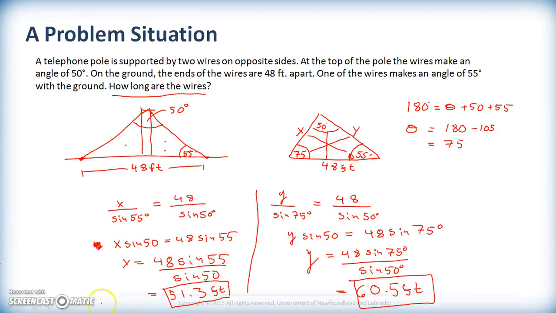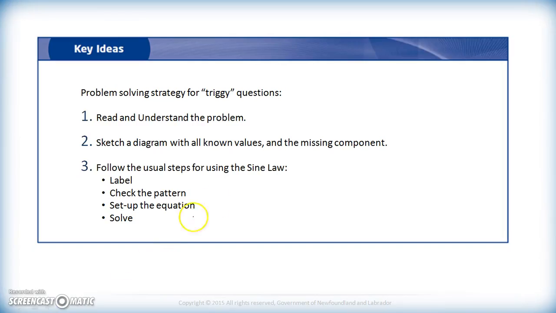So remember the three steps that we went through for that. Read and understand the problem. Sketch a diagram with all the known values and the missing components, so be careful about how you do that. And then from there, it's just the steps that we already know how to do using the sine law.